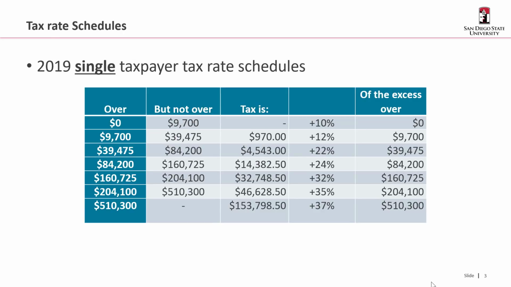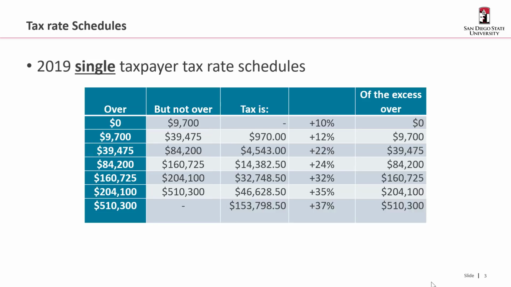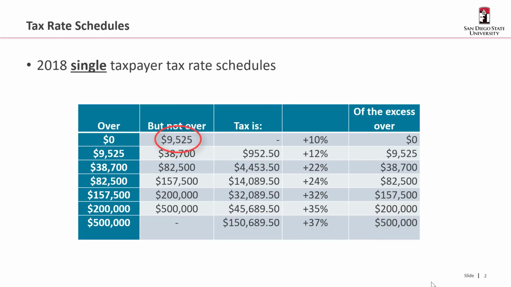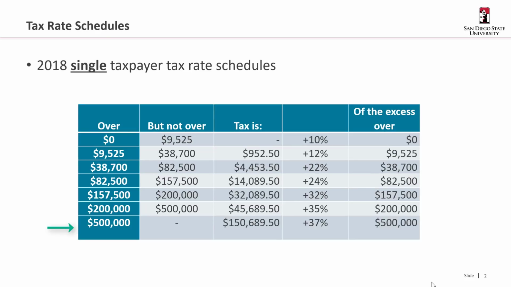The 2019 taxpayer tax rate schedule looks pretty similar. You can see that each year they adjust the brackets by inflation. So the brackets are slightly higher than they were last time, 9,700 versus 9,525, and at the very top end, 510,300 versus 500,000.